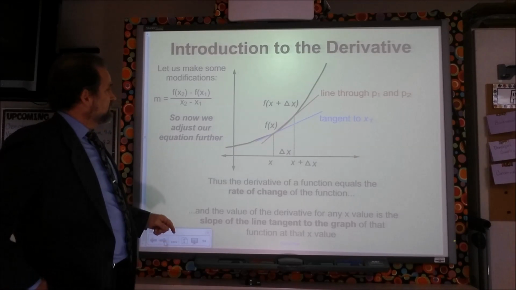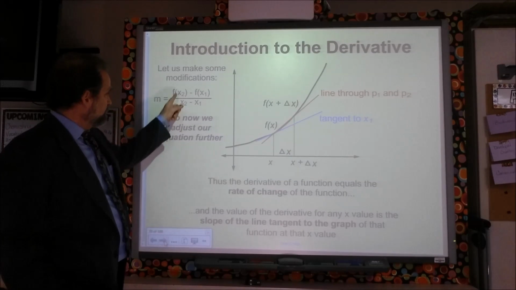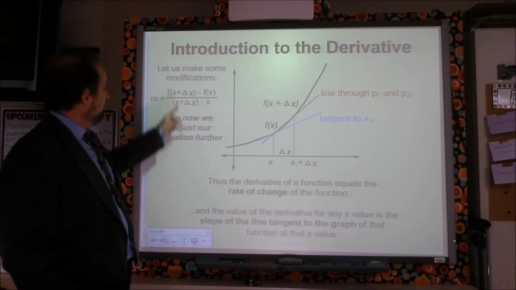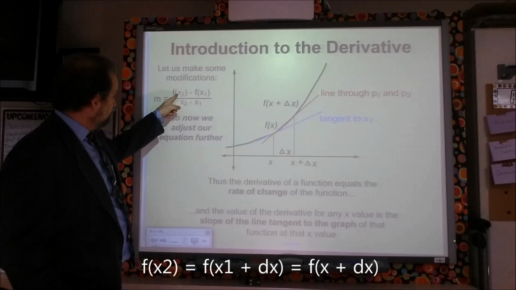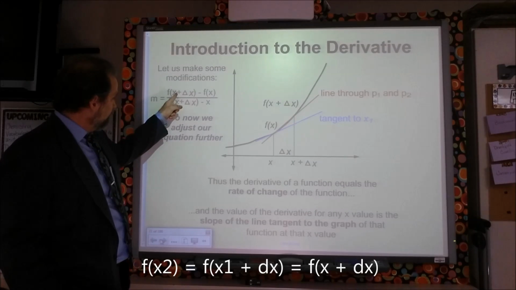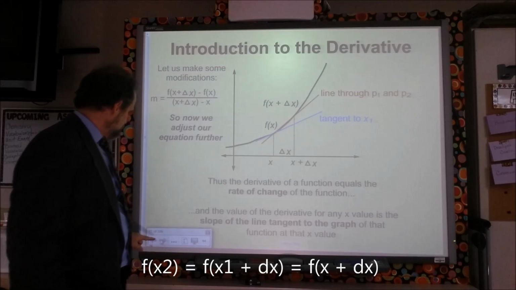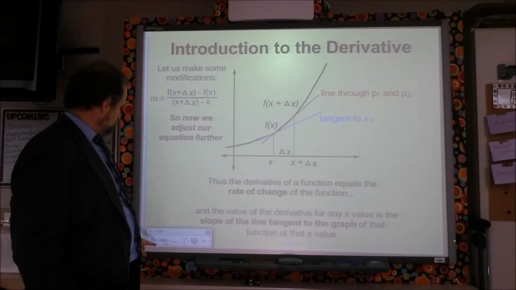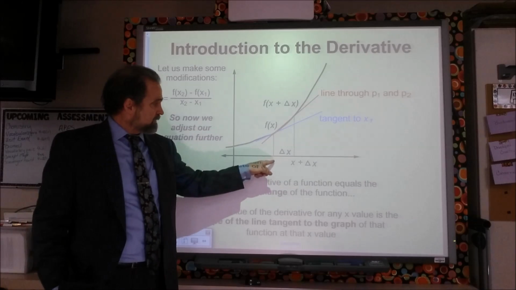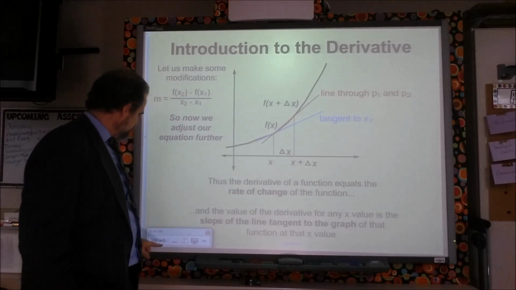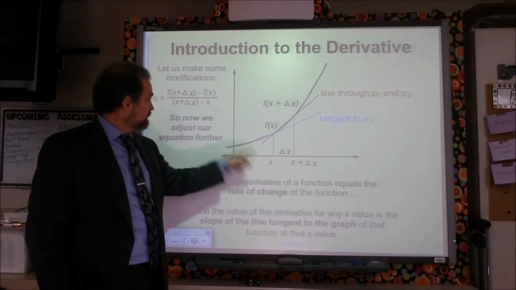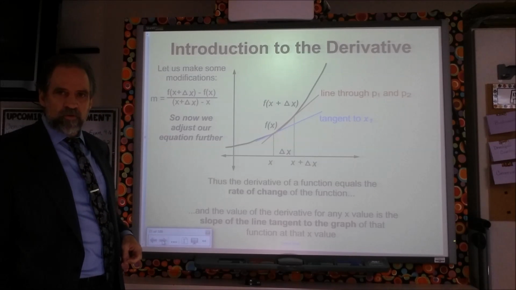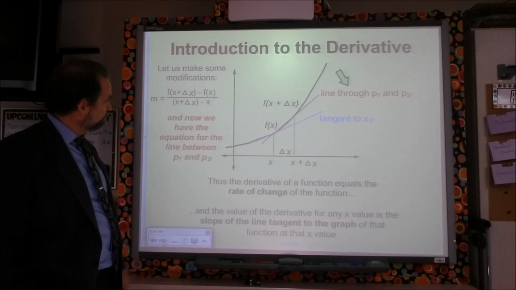So now we're going to adjust even further. We're going to adjust this statement to match these modifications. f of x2 becomes f of x plus delta x. f of x1 becomes f of x, right? x2 becomes x plus delta x. That's how we described it. And x1 becomes x. And you're welcome to play with that all you want when you open the Smart Notebook up yourself.